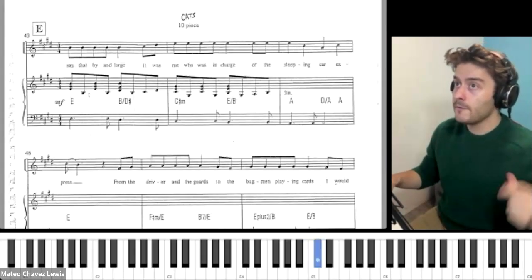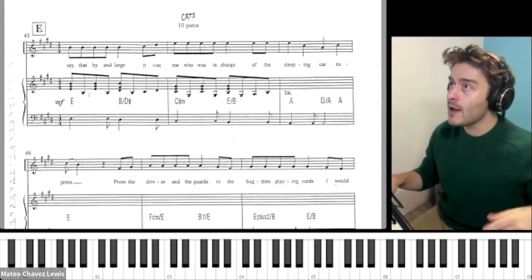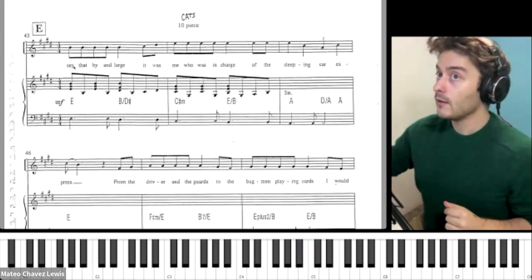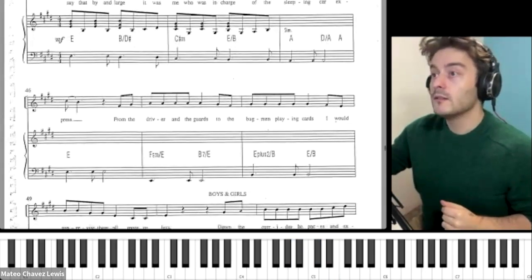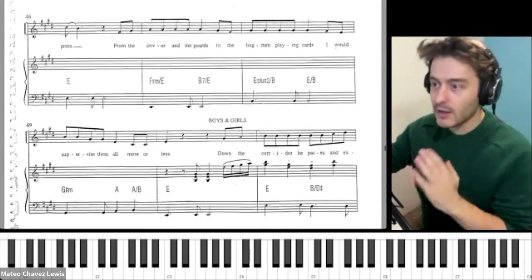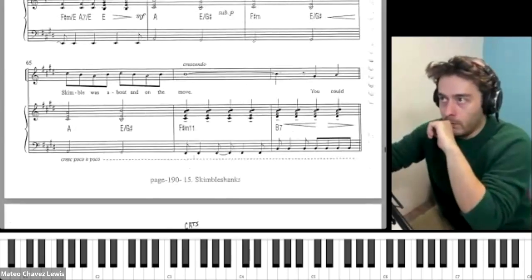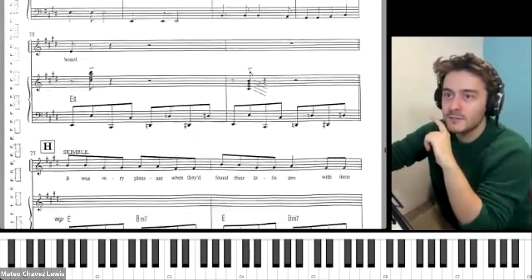1, 2, 3, 4, 1, 2, 3, 4. Right? As we hear the story, we're in that solid 4 count, and then we switch. Where's the switch? Here it is.